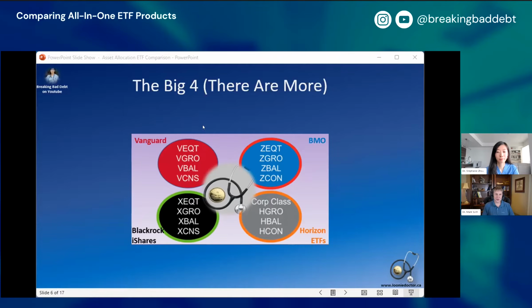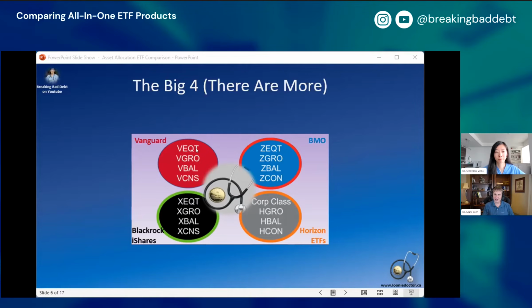And they're all on the Toronto Stock Exchange, so they're Canadian listed ETFs. So if you're looking for the Vanguard all equity one, it'd be VEQT, for example. And you notice that they all have very similar names. Vanguards all start with V's, BlackRock all start with X's, and BMO all start with Z's, and then the other letters kind of give you a hint about what they're like.